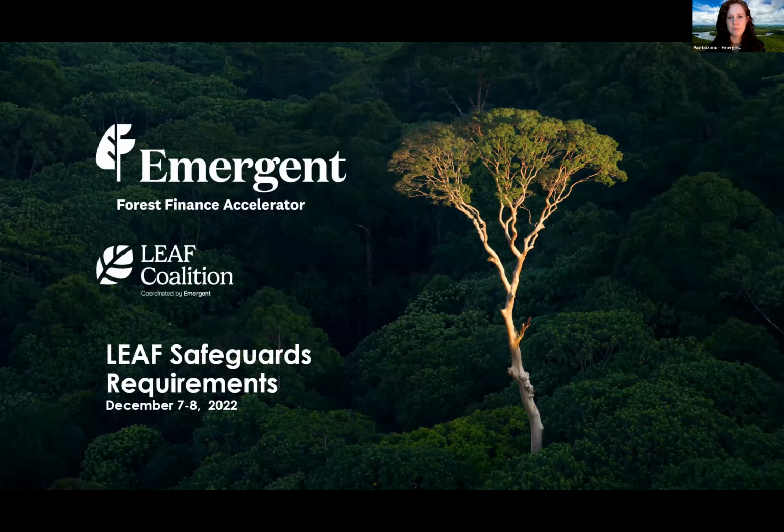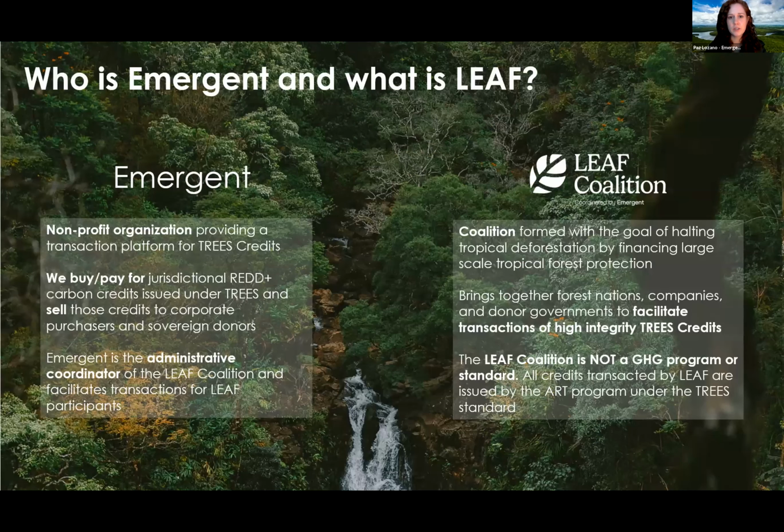Perfect. All right, so I just wanted to give a little bit of context for everyone on the call about who Emergent is and what LEAF is. So it's important to just land this information or provide some clarity on this.